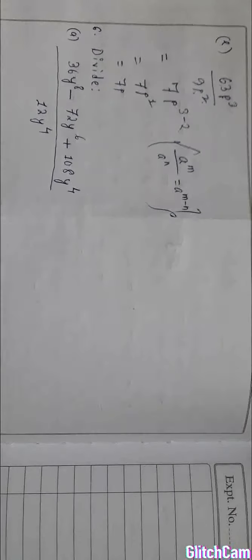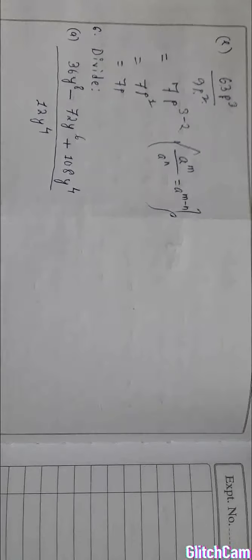We have 36, we have 72, we have 108. That means 36 is a factor of 36, 72 and 108. So 36 can be taken common from all the 3 terms. Next, y to the power 8, y to the power 6, y to the power 4. So here the lowest power is y to the power 4. So y to the power 4 can be taken common from all the 3 terms.